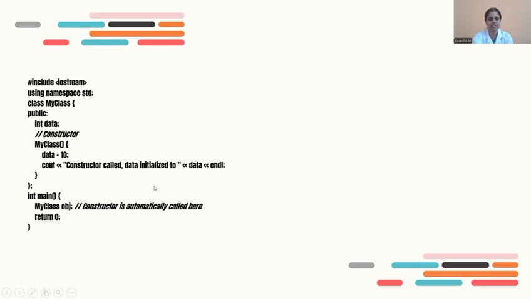and we are giving one print statement here. In the main function, we are just going to create one object for this class called object. When this statement gets executed, it will automatically call the MyClass function, and the statements given inside the function are executed automatically without calling the function. So we'll see how this program gets executed.